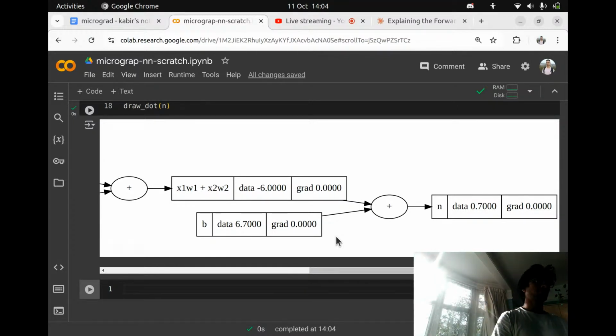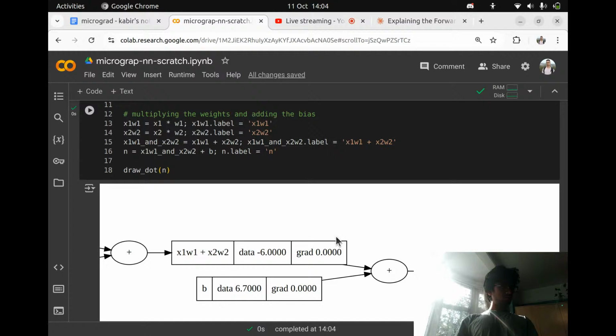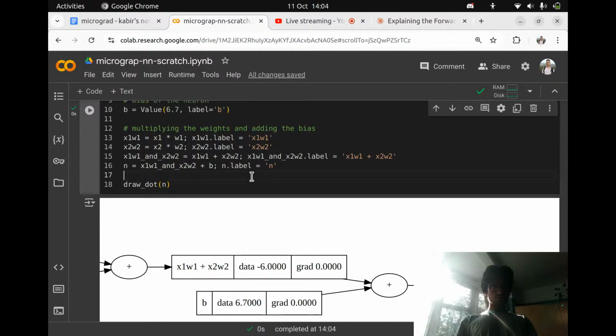So we're now going to take it through an activation function, and let's say we use the tanh, so that we produce the output. So what we'd like to do here is we'd like to do the output, and I'll call it o, is n dot tanh. Okay, but we haven't yet written the tanh.